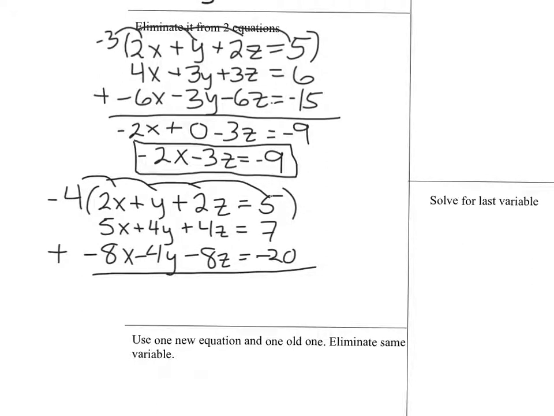So we have 5 plus negative 8, that's going to be a minus 3x. This will add to 0 because 4 plus negative 4 is 0. And then 4 plus negative 8, that's going to be minus 4z. And then that's all going to be equal to, now 7 plus a negative 20, that's going to be a negative 13. Okay, so let's go ahead and write this without the 0, and then we'll box it in.